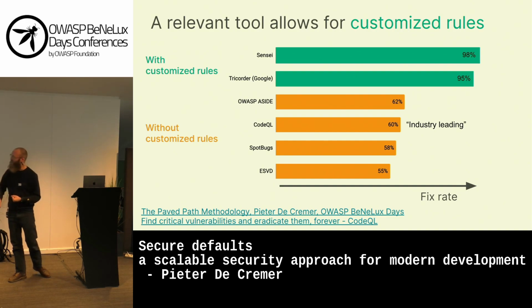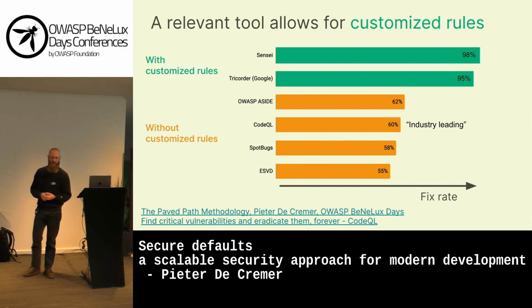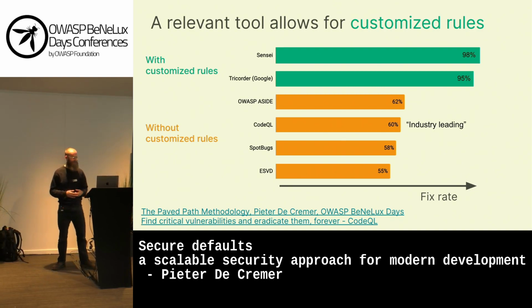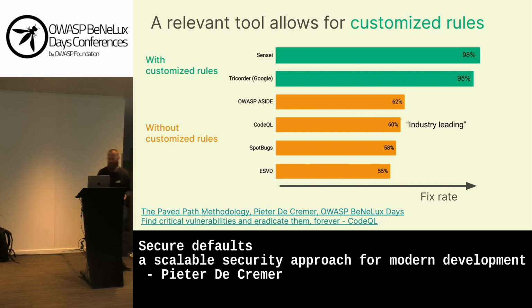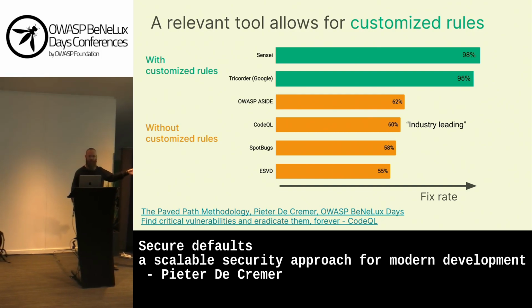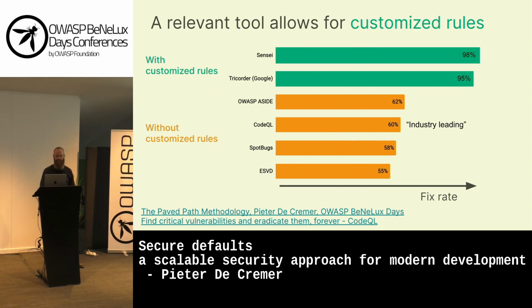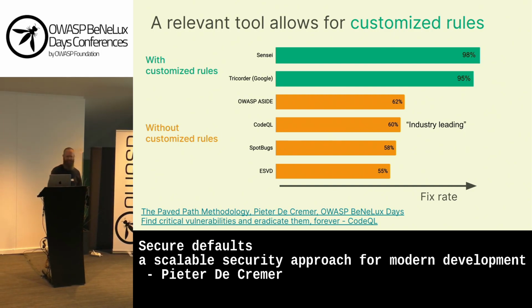I have collected a bunch of stats here about tools that do or do not customize rules. I know CodeQL you can customize, but this is the fix rate they report when they don't customize their rules. They claim an industry-leading fix rate of 60%. I have a few others: Early Security Vulnerability Detector, SpotBugs, OWASP Aside, which is, I think, more or less a dead project. It's an application security IDE. And then we have Tricorder in the paper that we mentioned, and Sensei is a tool that I researched during my PhD.